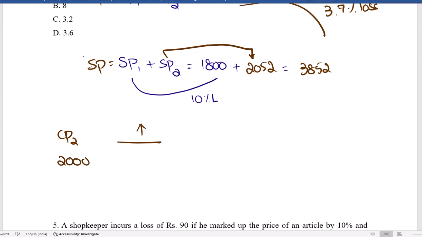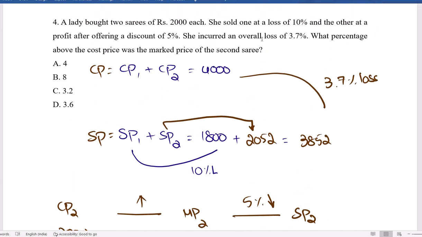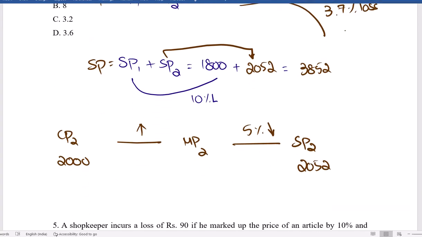You are increasing the price. Then we call it market price or list price. Then you are selling it. Second one selling price is 2,052 after announcing a 5% discount. Read the question clearly, they mention 5% discount here. Now, how much is it increased? So after giving 5% discount also we are getting 2052. Now, first of all, I want the market price.